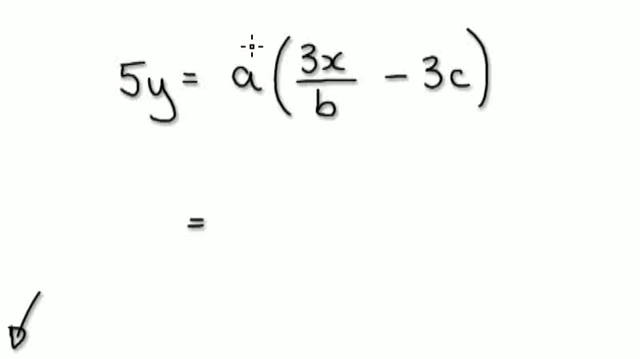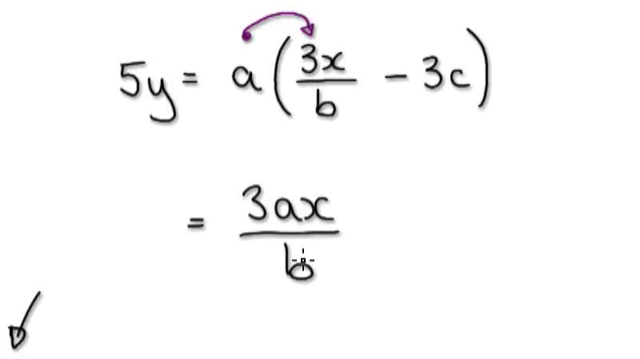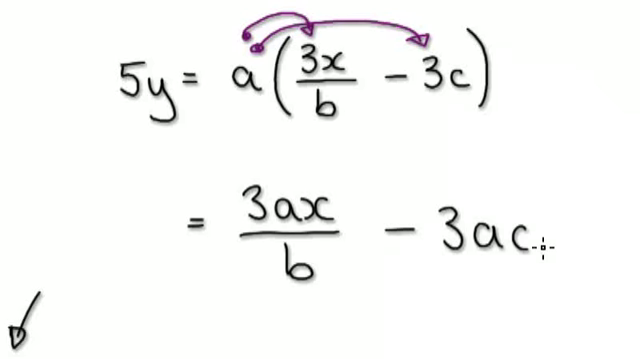So okay, let's get this times this. So this would be 3ax over b. Take away this times this. So that would be 3ac. Okay, and on this side it would be 5y.